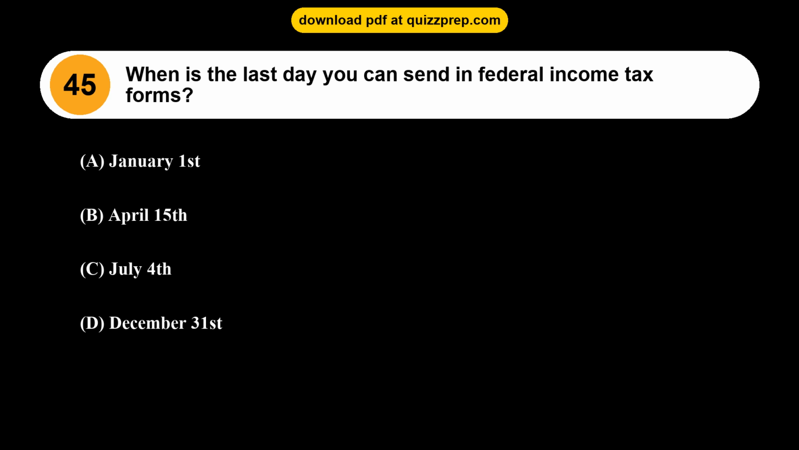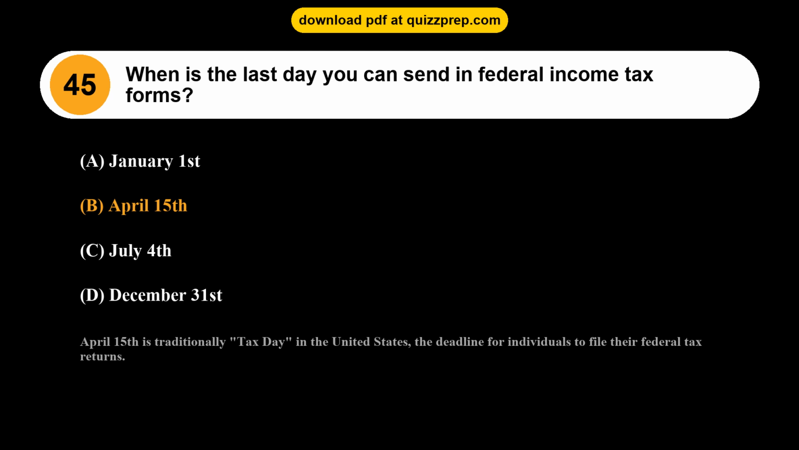Option A. January 1st. Option B. April 15th. Option C. July 4th. Option D. December 31st. The correct answer is option B, April 15th. April 15th is traditionally tax day in the United States, the deadline for individuals to file their federal tax returns.